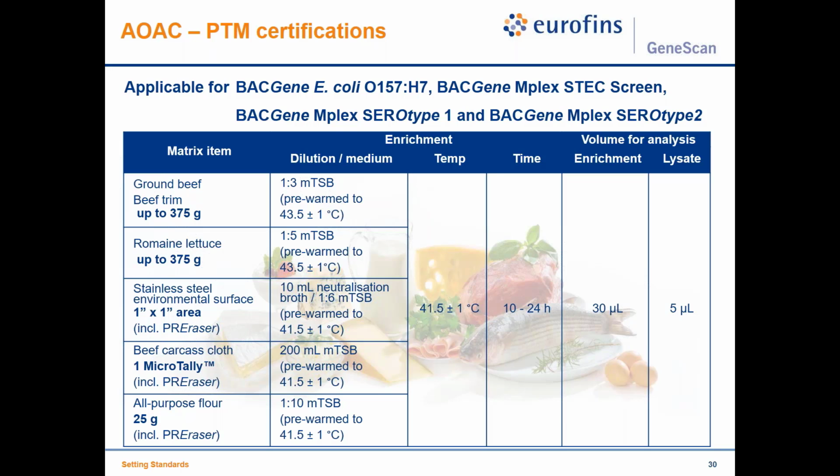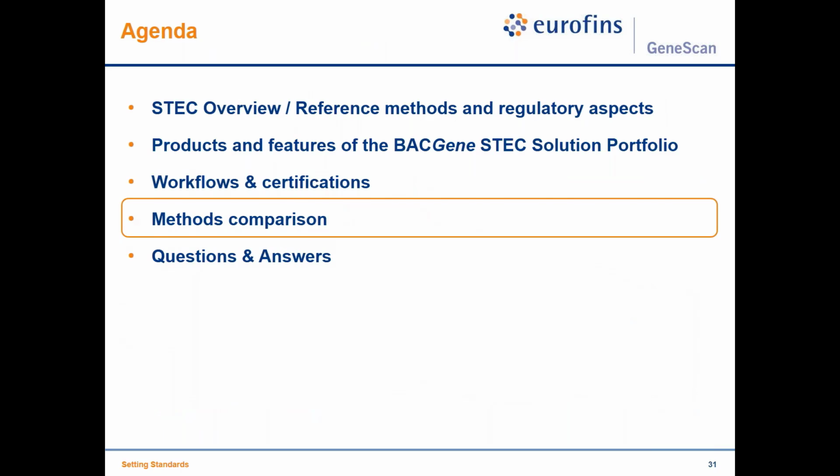Then we have, of course, the surfaces certified and the beef carcass cloth. I don't know if this one is used in Australia, but it is a USDA recommended tool for analyzing the carcasses. And then we have another product here as well, the flour and the romaine lettuce as relevant matrices.